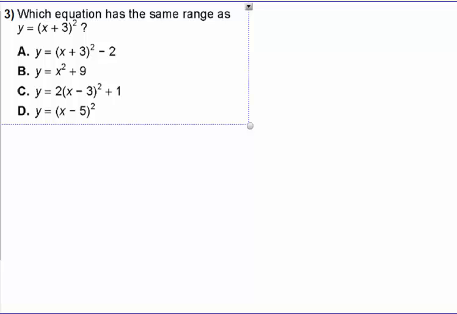Okay, so if we're talking about the range, we're worried about the y values here. Remember, the number on the outside moves the graph up and down. So with this one, it's just been moved left 3 units, and the vertex is still on the x-axis.